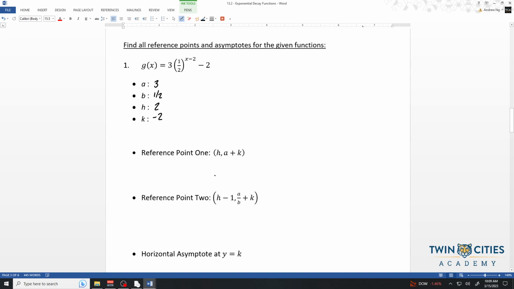So then let's find a couple reference points. Reference point 1 is h comma a plus k. So filling that in with what we know, h is 2, comma, a plus k would be 3 plus negative 2, which means my first reference point is 2, 1.